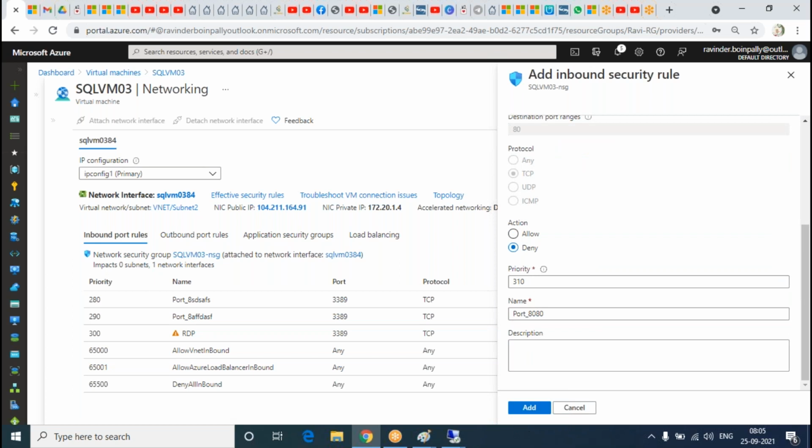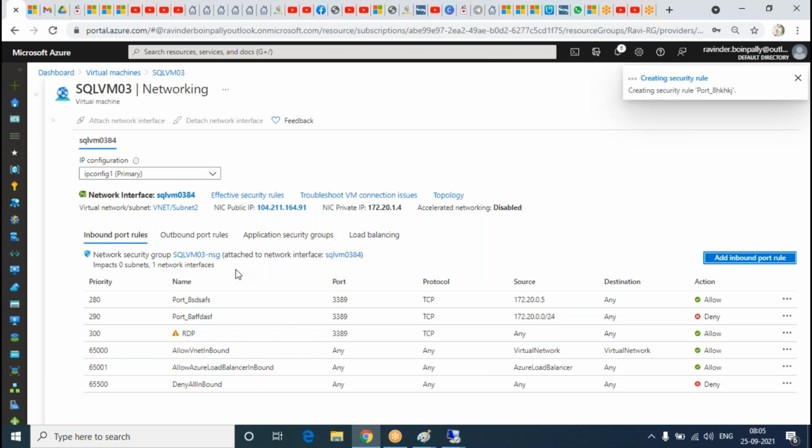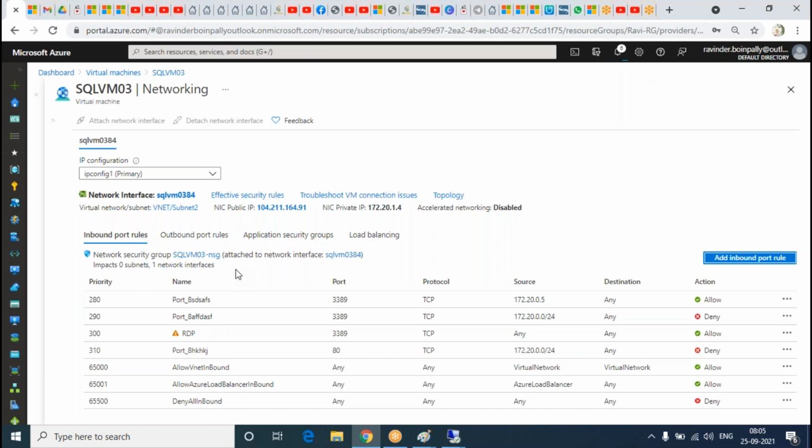I'm denying it with the number 310. I'm keeping it as it is, just to see your understanding of what you will say. This rule has now been created with 310. Will it block? It's a question. It will block or it won't block? Why will it block, why won't it? You need to have your own justification.